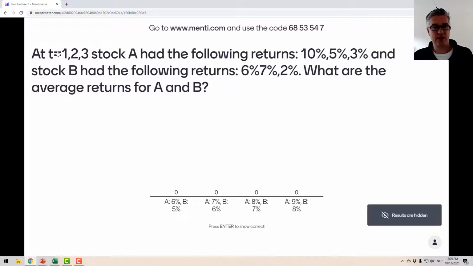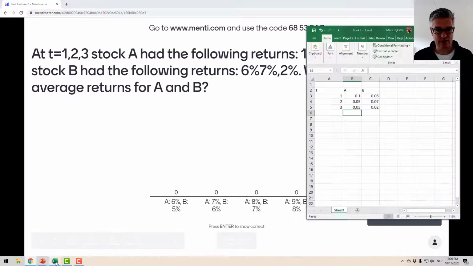So here we have two returns, for stock A and B at T1, 2, and 3. Stock A had 10% in time 1, 5% at time 2, 3% at time 3, and stock B had 6% at time 1, 7% at time 2, 2% at time 3. Now my question to you is, what are the average returns? I'll give you a moment to pause me. And this should be 6% and 5%. So how do we do that?